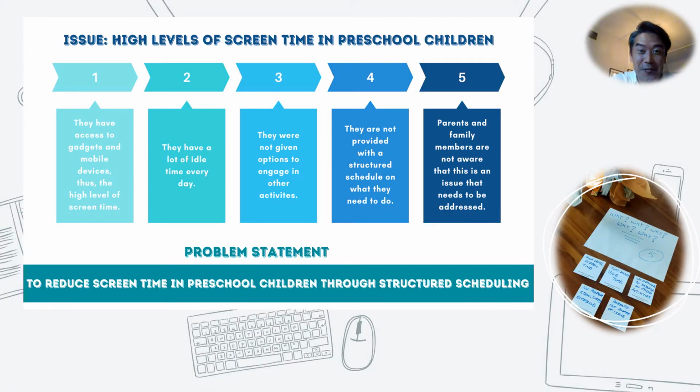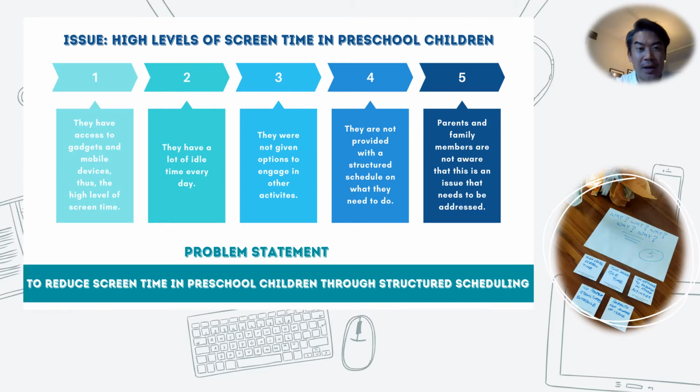Using the 5 Whys framework, it can be inferred that high levels of screen time in preschool children is primarily due to the lack of structure in their daily tasks and activities, since they have access to mobile devices during their free time and they were not generally provided with alternative activities and encouraged to engage in them. The result is to use mobile gadgets.